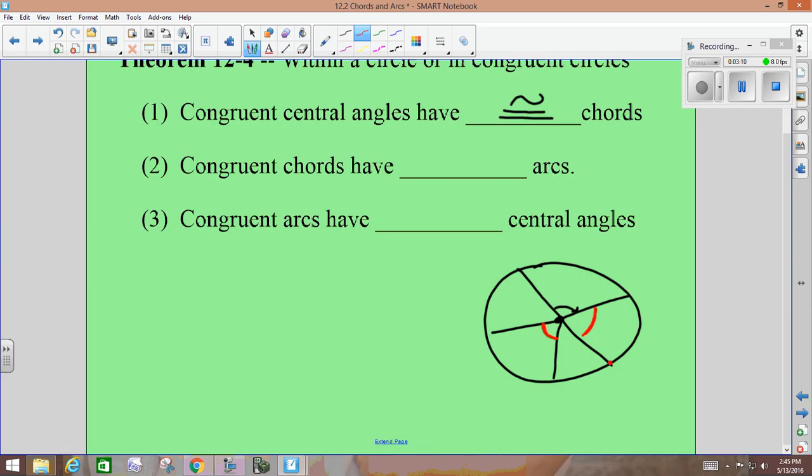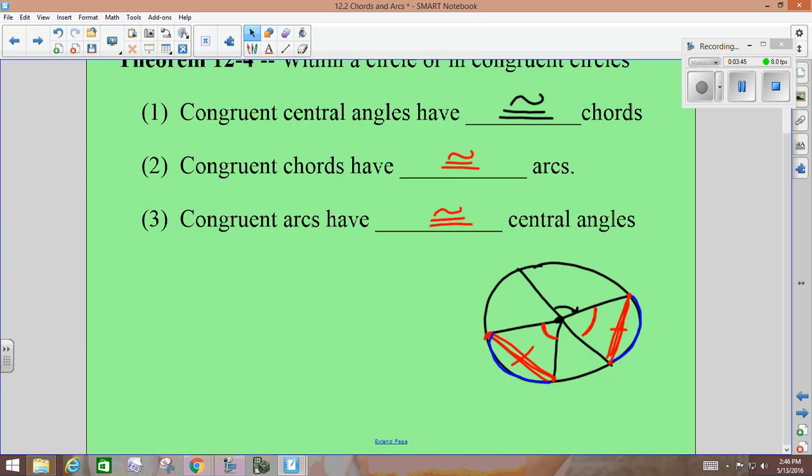And the chord is a segment whose endpoints are on the circle. So if these two central angles are congruent, then the chords that correspond with them are congruent. This length would be the same as this length. Congruent chords will have congruent arcs. That's like the pizza crust. This blue arc then is going to be the same length as that blue arc. And then if you have congruent arcs, the blue things, then your central angles must be congruent.